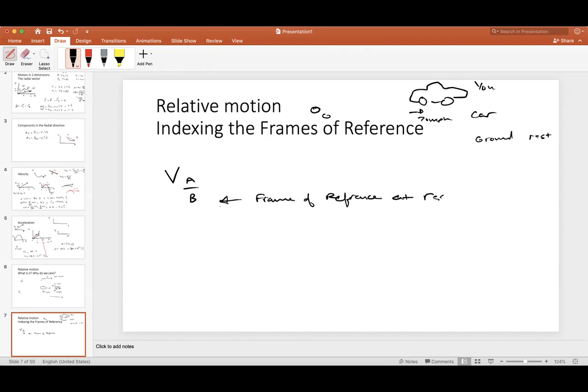At rest, always at rest. And this is a frame of reference moving relative to that frame. So what do I mean? The car is moving relative to the ground. So I would say V, C versus the ground is equal to, and let's say we are moving at, I said 20 up there, right? So what this is saying is that the car is moving at a velocity of 20 meters or miles per hour to the ground, which is at rest.